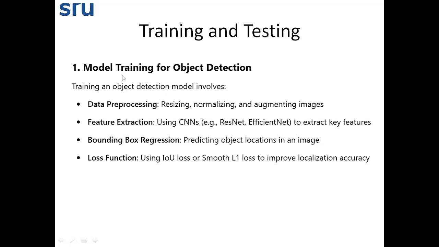Training and testing. Model training for object detection. Data preprocessing: resizing, normalizing and augmenting images. Feature extraction using a CNN, for example ResNet or EfficientNet, to extract key features. Bounding box regression, predicting object location in an image. Loss function: using IOU loss or smooth L1 loss to improve localization accuracy.